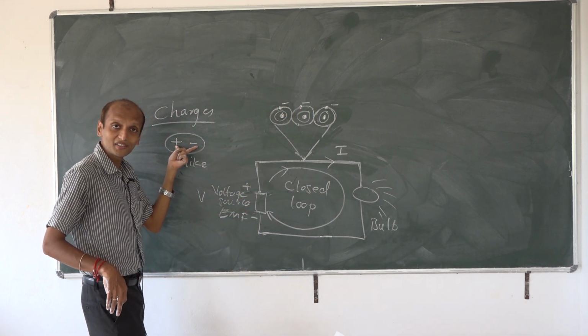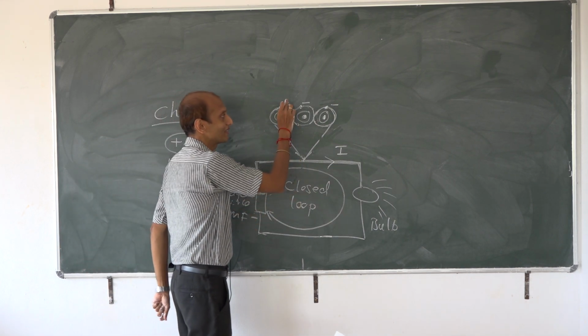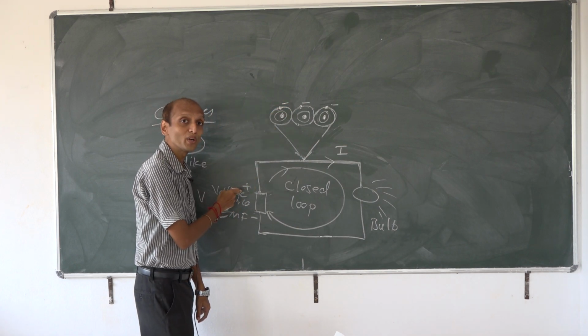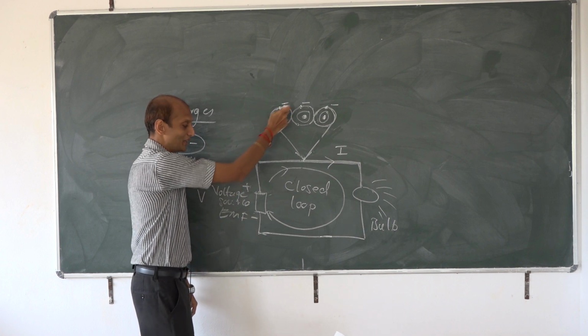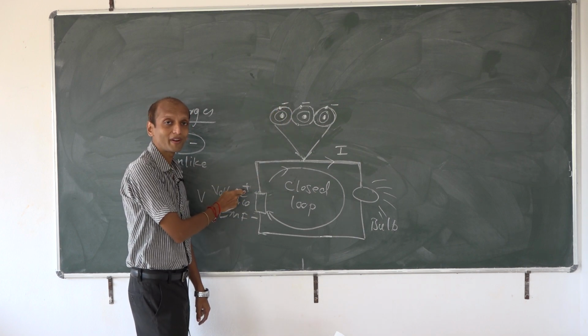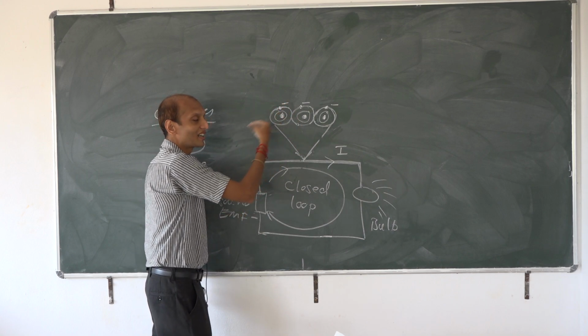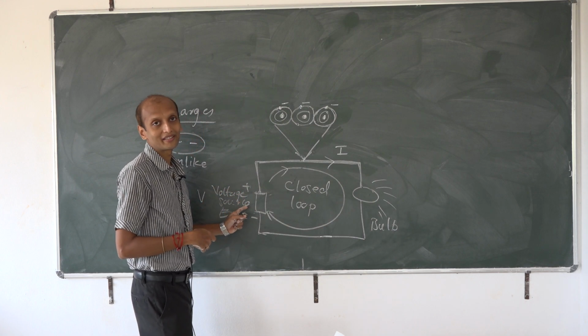Positive and negative charges, or unlike charges, attract each other, isn't it? So here we have a negative charge. Obviously it will be attracted towards what? The positive of the battery, isn't it? Correct or not? So this negative charge will be attracted towards the positive of the battery. Then these charges start to move towards the battery.